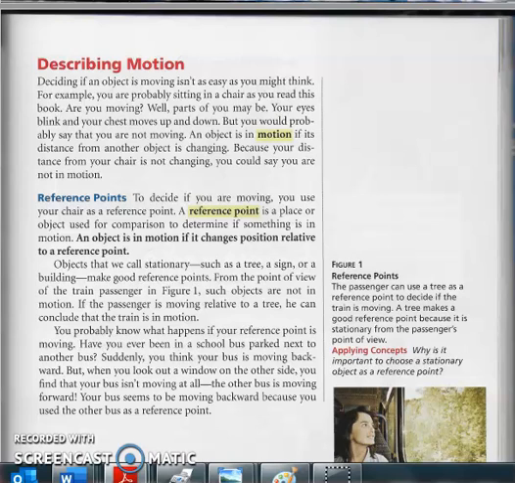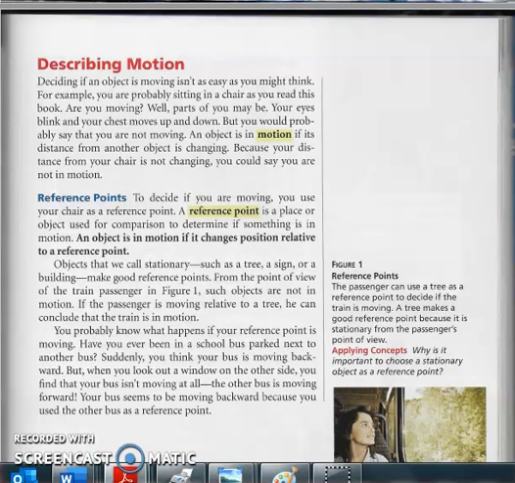Reference points. To decide if you are moving, you use your chair as a reference point. A reference point is a place or object used for comparison to determine if something is in motion. An object is in motion if it changes positions relative to a reference point. Objects that we call stationary, such as a tree, a sign, or a building, make good reference points. From the point of view of the train passenger in Figure 1, such objects are not in motion. If the passenger is moving relative to a tree, he can conclude that the train is in motion.